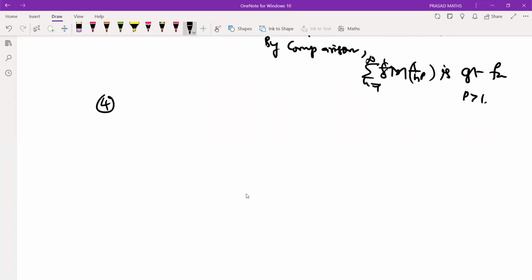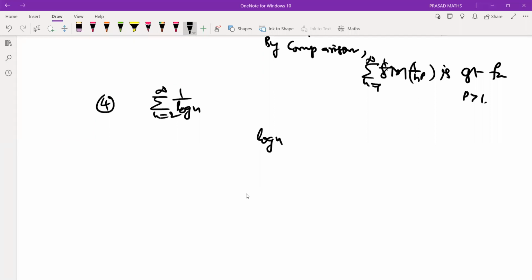Suppose you take summation n equals 2 to infinity, 1 by log n. Is it convergent or divergent? What I generally do is apply the comparison test. Log n is always less than. What is my log n? Can I use the technique? Log n is always less than. So we can write this.